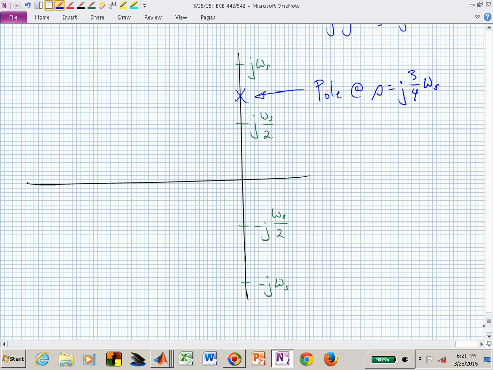Now what we want to do is, suppose we now have this signal that has a pole at 3/4 omega sub s, and we're only sampling at omega sub s. What's that signal going to look like?